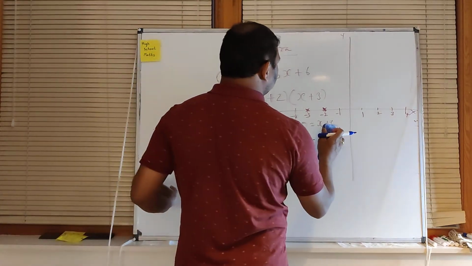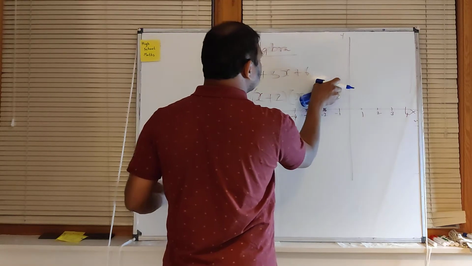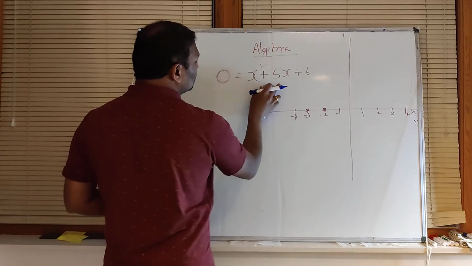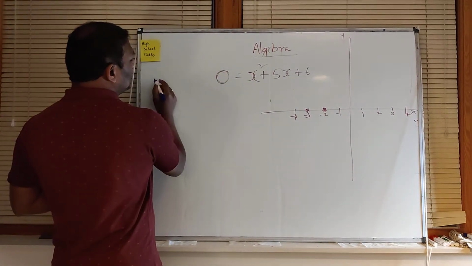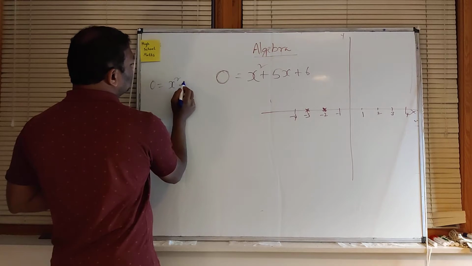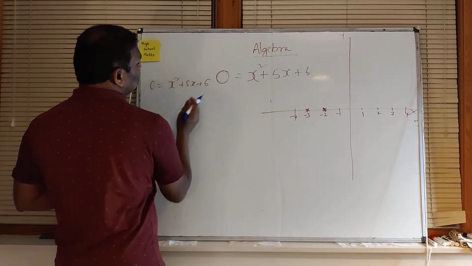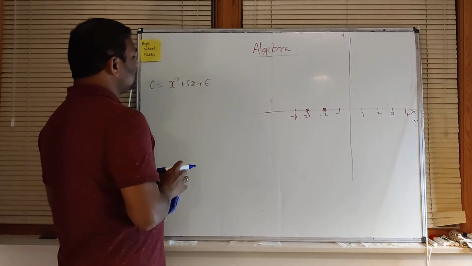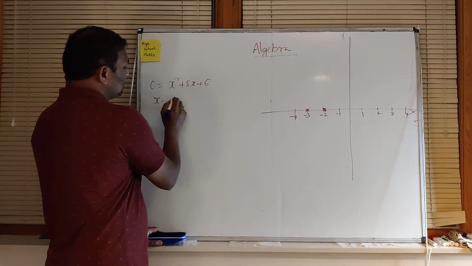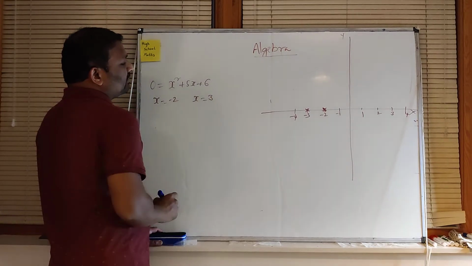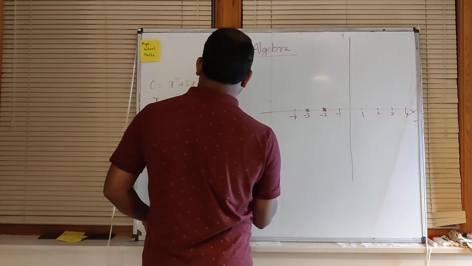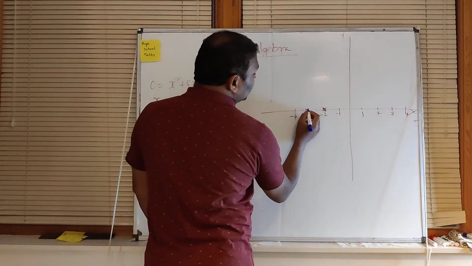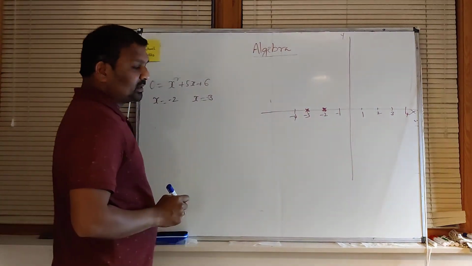I'm going to write here x square plus 5x plus 6. If I equate it to 0, I got x as minus 2 and x as minus 3, and I plot those 2 points. Minus 3, yeah. When I plot those 2 points, they are here.